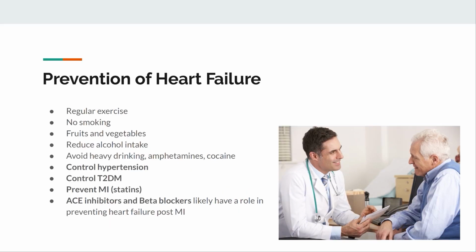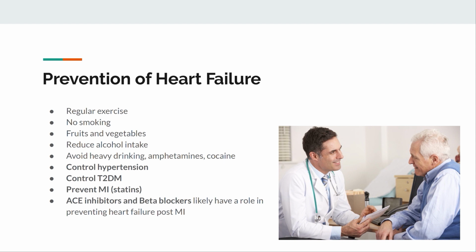Prevention. This is the job of a general practitioner, the most important job in the world. Exercise, smoking, fruit and vegetables, alcohol, substances that are stimulating to the heart but also damaging like amphetamines and cocaine. You need to control all of that. You need to control blood pressure, control diabetes, prevent heart attacks, which you can do by giving statins, and protect someone's heart after a heart attack through ACE inhibitors and beta blockers to prevent them getting heart failure.